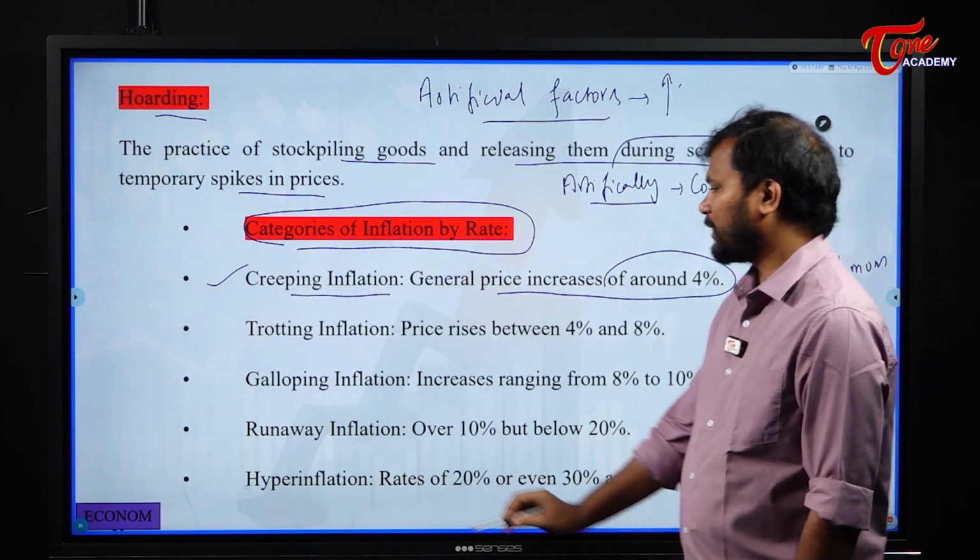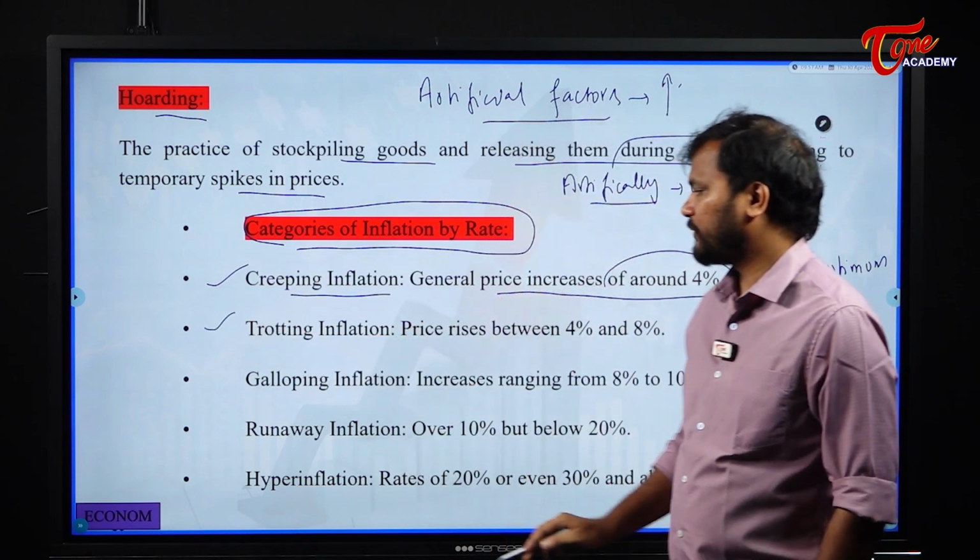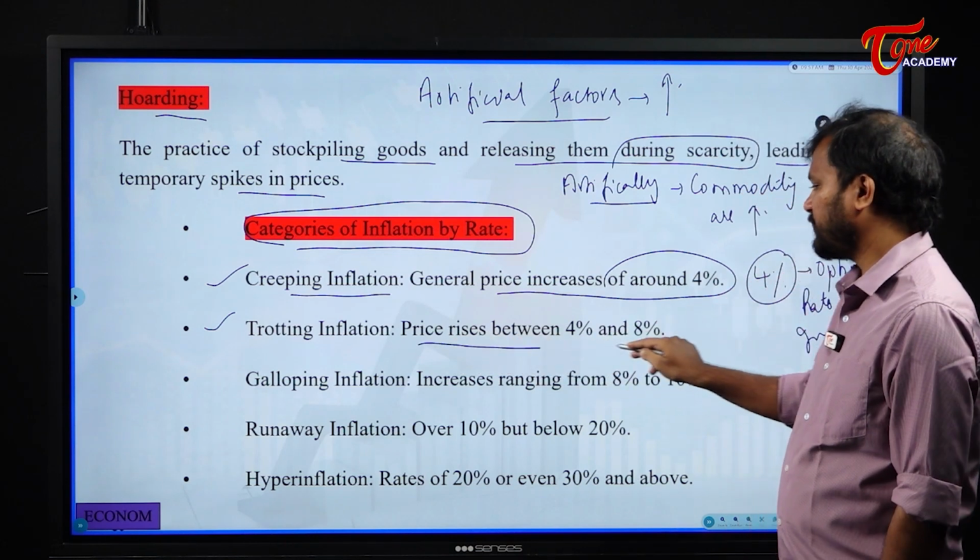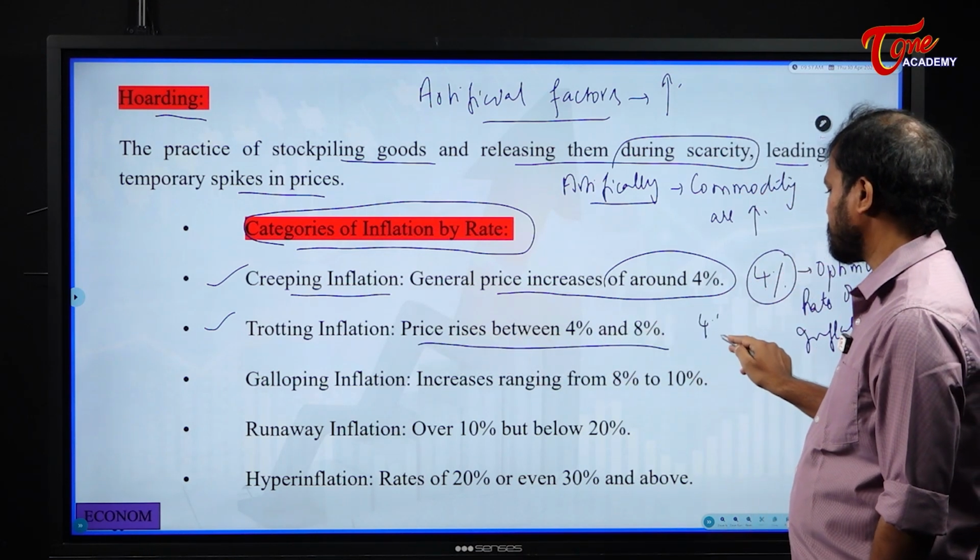Next, trotting inflation. Price rises between 4% and 8%.